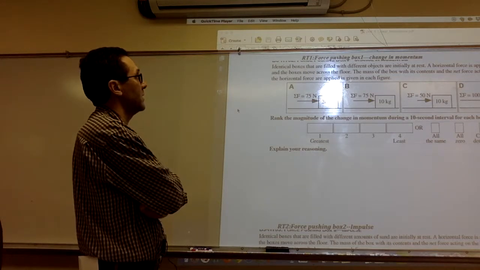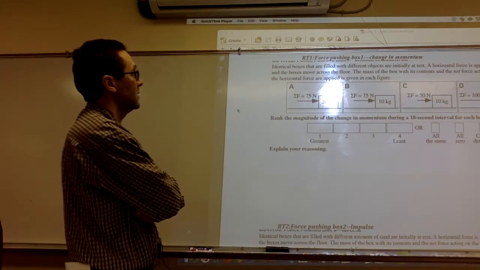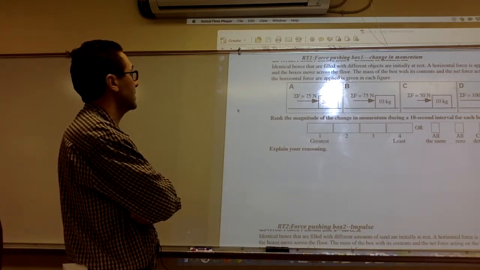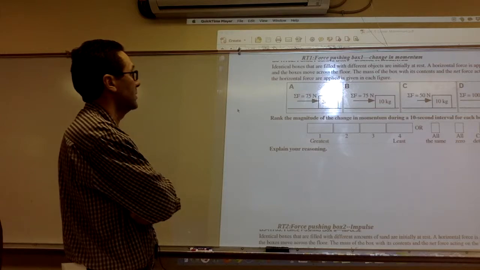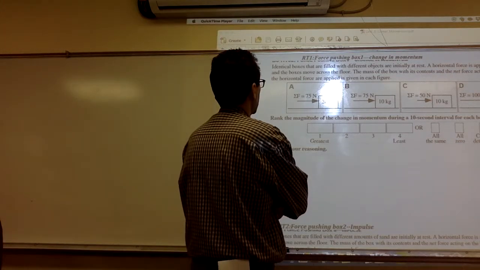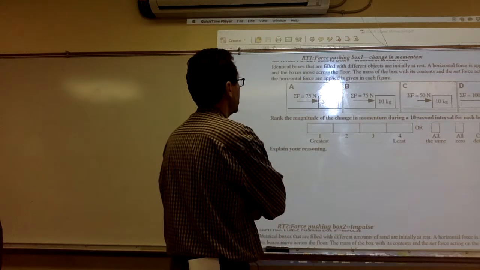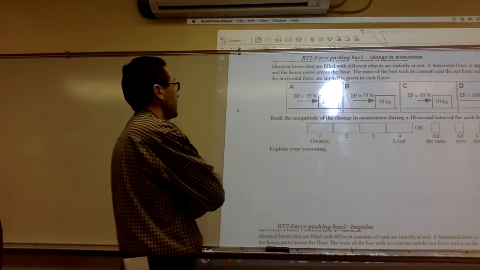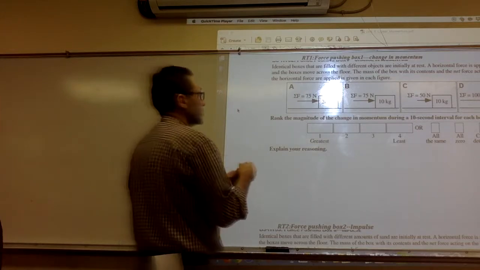Boxes that are all filled with different objects are initially at rest. A horizontal force is applied for 10 seconds, and the boxes move across the floor. The mass of the box with its content and the net force is given in each figure. Rank the magnitude of the change in momentum.